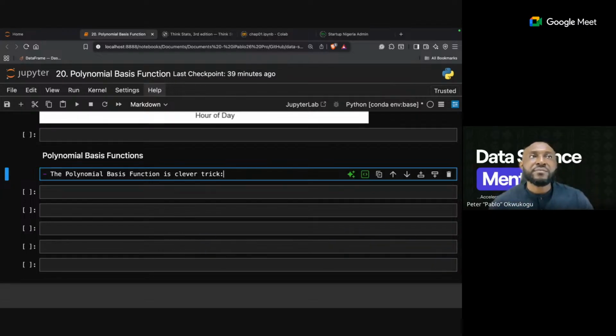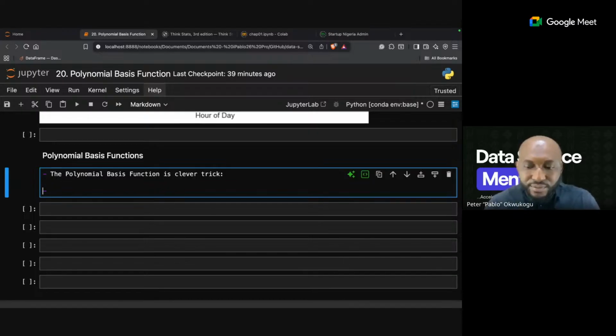I mentioned in the last session that there are situations that call for this, and so that's what we're going to talk about. When you use polynomial basis functions, you're basically transforming your inputs. So this is the trick. You have an input x, and when we say an input, this is a feature. If we're trying to predict house price, the size of the house is an input, right?